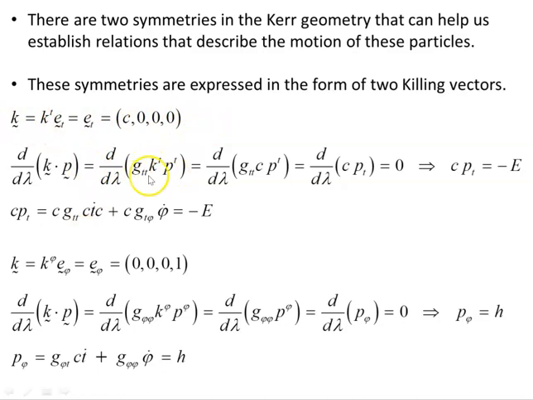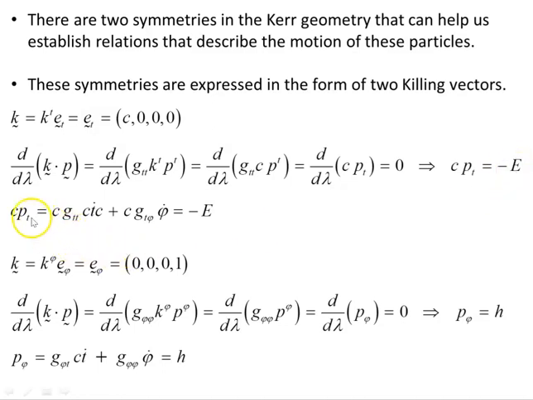So d by d lambda gives us g_tt, the metric term, k^t, p^t. Well, k^t is 1, put that in there. Oh, sorry, not 1, it's c. g_tt, c, we'll take the constant out front here. And then the metric term g_tt will lower the contravariant index on this four-momentum vector to give us the one-form, p_t, with covariant index. That's equal to 0. And so the first integral tells us that c times p_t is minus E.